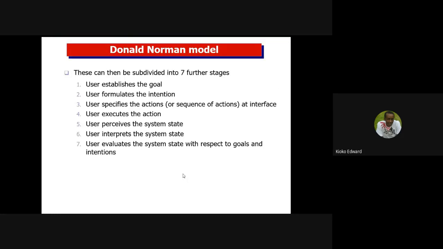So the Donald Norman model, we can subdivide it into 7 further stages. Number one, it's you, the user, formulating the goal. Once you formulate the goal, you also formulate the intention. What do you want to achieve within the system? After the user formulates the intention, they can specify the actions, and this could be in terms of a sequence on the interface.